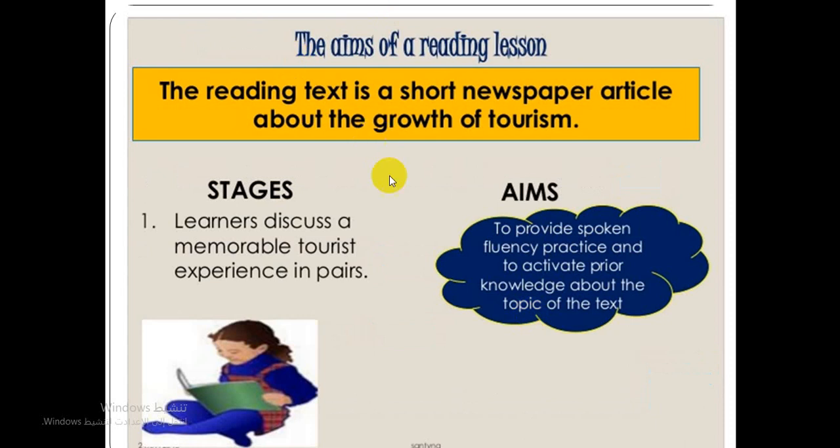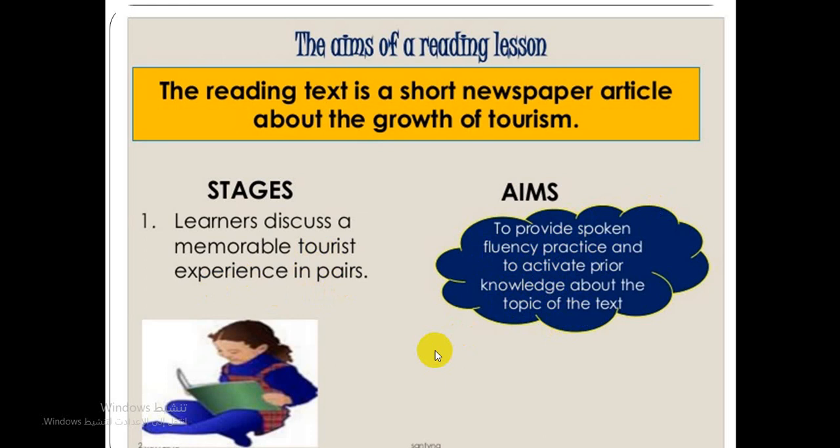Here we have the aims of a reading lesson. Here we have an example. The reading text is a short newspaper article about the growth of tourism. Learners discuss a memorable tourist experience in pairs. So the aim of this reading lesson is to provide spoken fluency practice and to activate prior knowledge about the topic of the text.